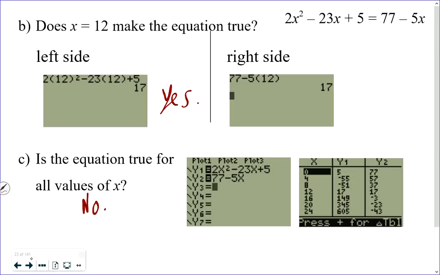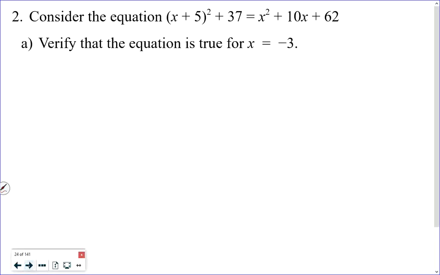So we have an equation that's true some of the time. By the way, that -3 and 12 are called solutions to that equation. They're values of x that make the equation true. Let's try a different one. So warm up number 2.